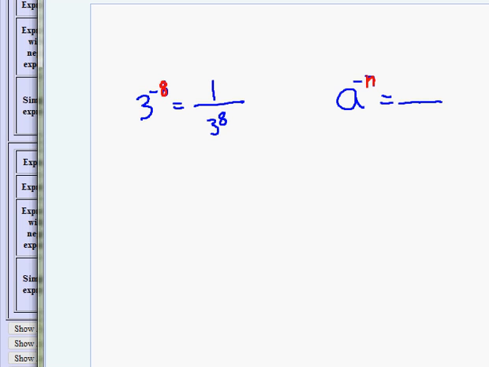So when I go to write the property, I'm going to say that you write it without the negative. It's going to be a to the n, but it moves to the denominator, and then there's a 1 left here. So if I just gave you this property, a to the minus n equals 1 over a to the n, and I gave you this problem, then you would be able to, let me start over and start with the property. You could think of the problem like this.